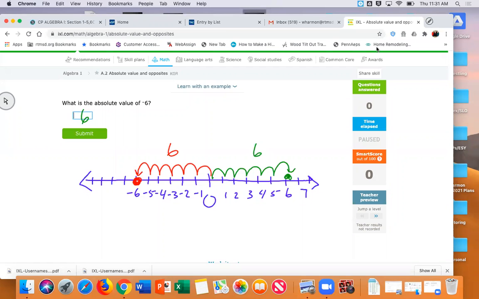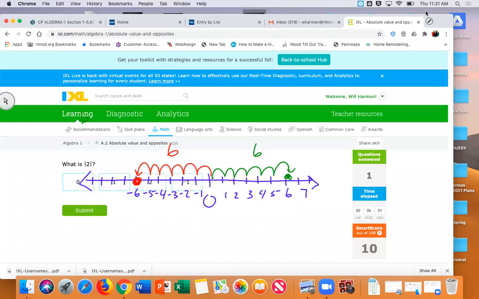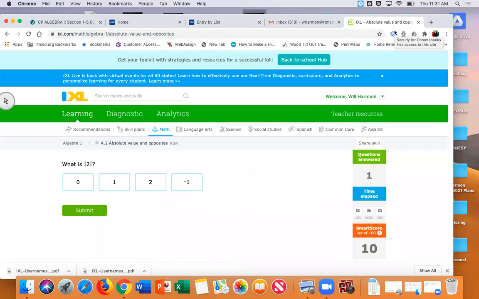So if I type in 6, that's right. Now the easiest way to think of this is absolute value is just the positive version of my number. So what is the absolute value of 2? Well, the absolute value of 2 is just talking about what is the positive value of 2. So just drop all the signs. It's just 2.